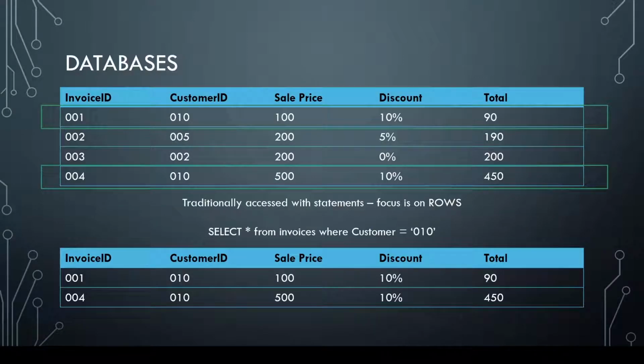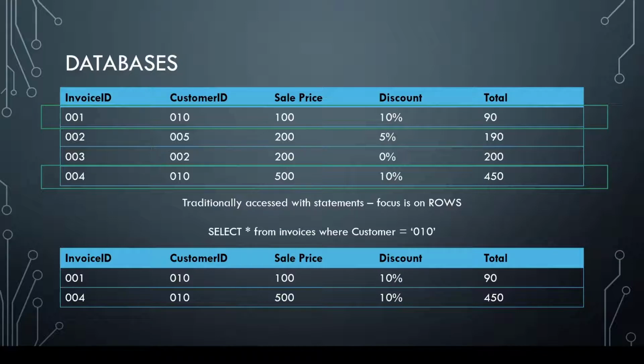So here's an example. In a database, we've got this kind of table, and we'd access it with a select statement. So I might say, select star from invoices where customer is 010. And we get these two rows returned. These rows of data match the criteria, so they're returned. We can see that makes sense.